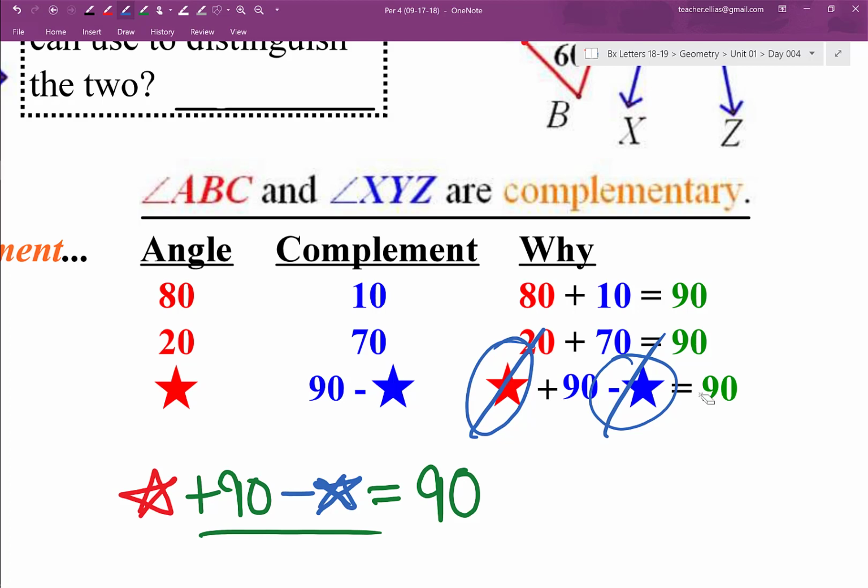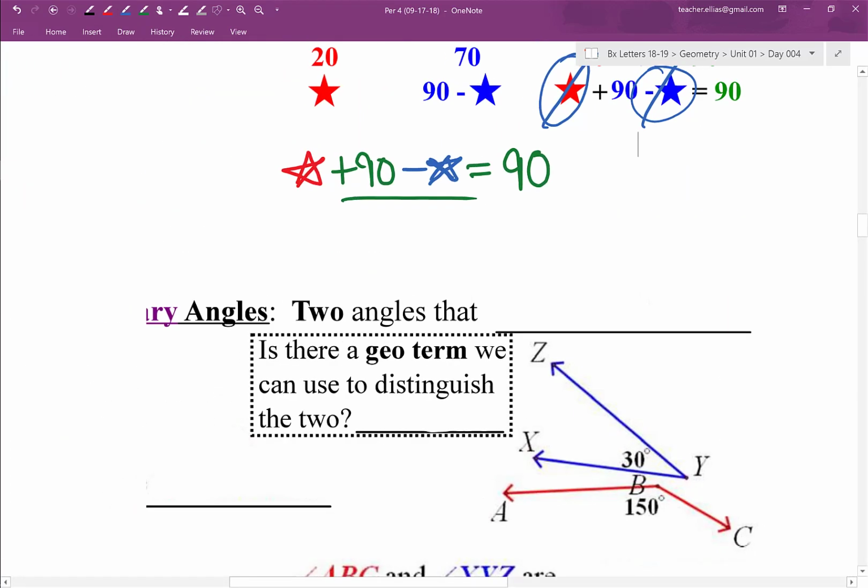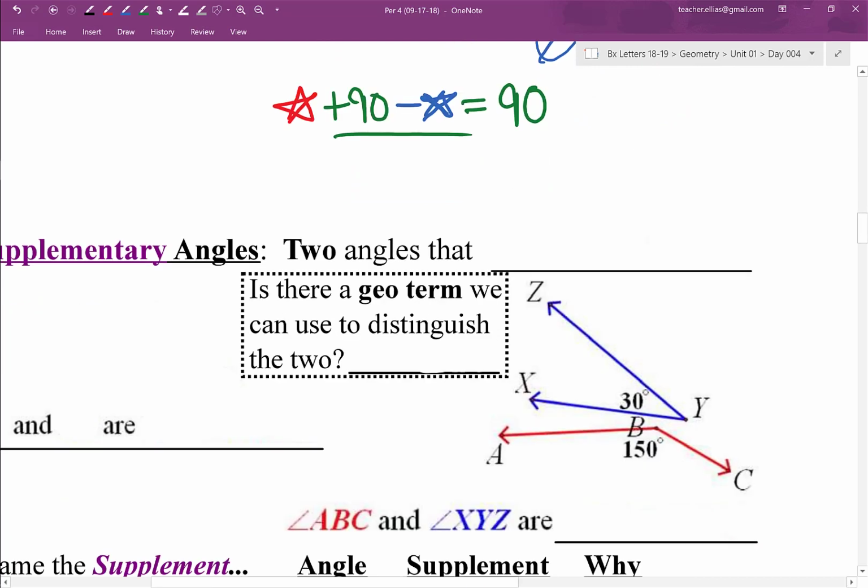The only thing I want you to focus on, you're going to summarize for us, Jacob. When you hear complementary, what comes to mind? 90. Perfect. That's what you're leaving this slide with. Complementary means 90. Okay, well, what does supplementary mean? Two angles that add up to 180. Thank you, Yachi.